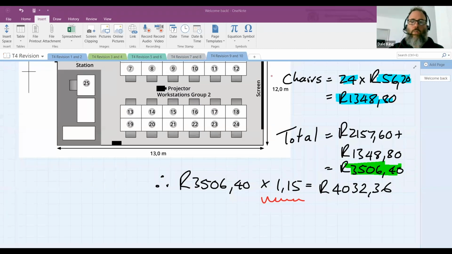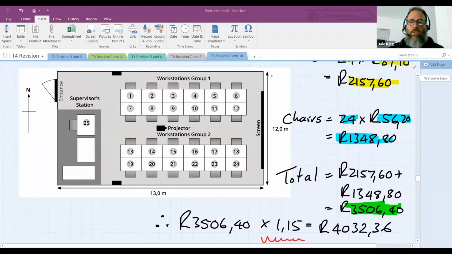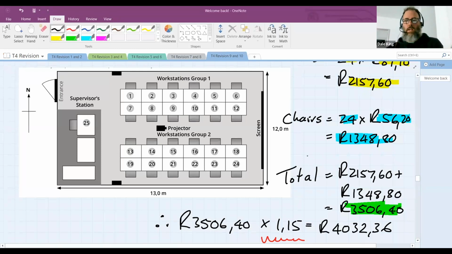So have a look at your method. Have a look at ours on the screen here and check what is different if you're getting a different answer. But we should all be getting the same value at the end. If you add the two totals and then add VAT on, we should get 4,032 Rand and 36 cents. So I'll keep it there for a few moments.